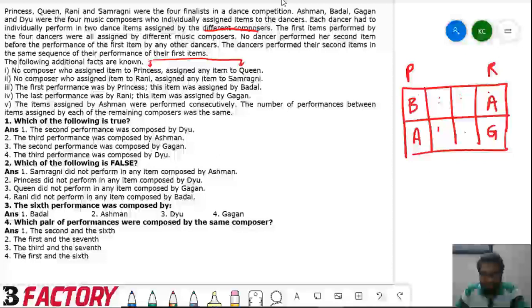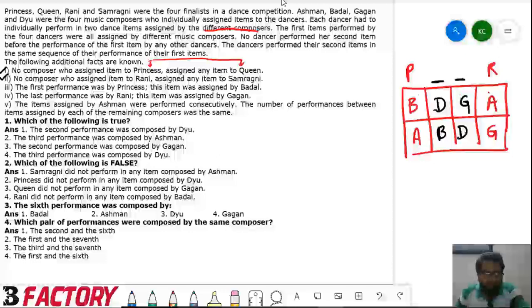Okay, so I'm writing B here. I'm writing G here. I'm writing D here, and D here. Okay. Now we have to find these two positions, which can be determined by these two statements. We'll reread these statements again.